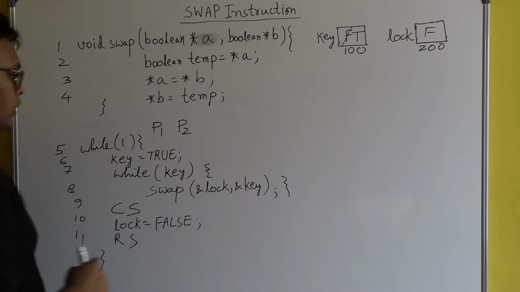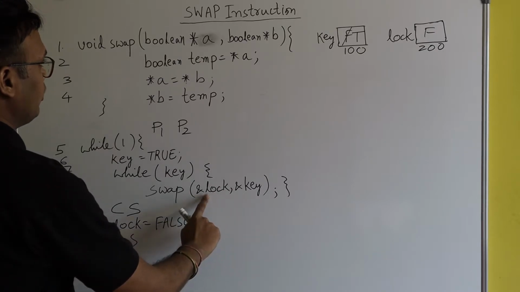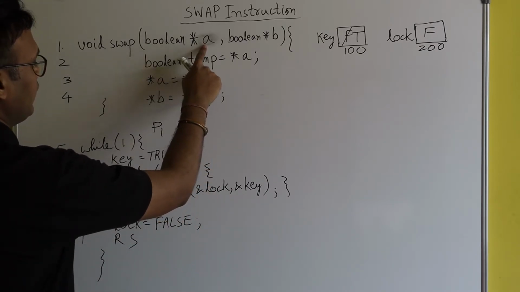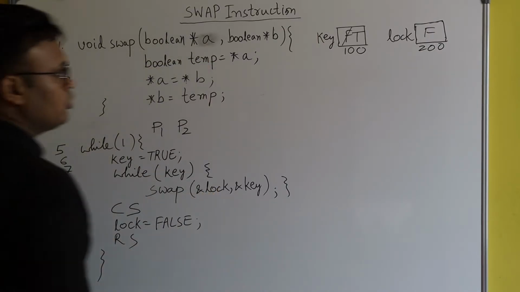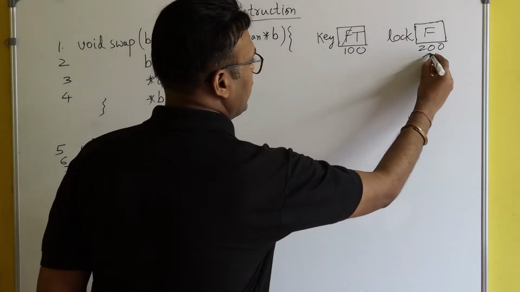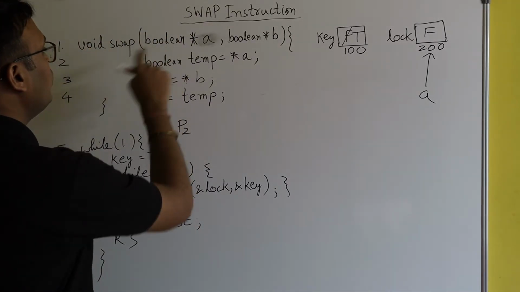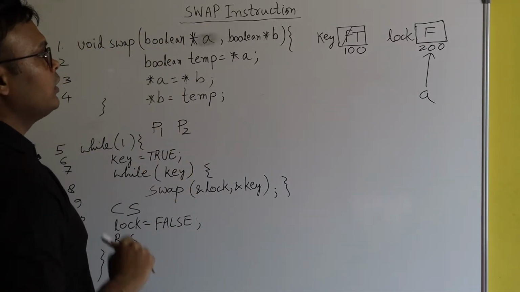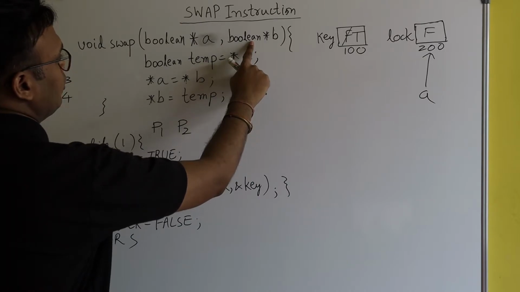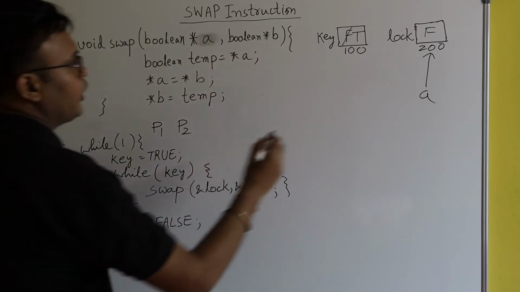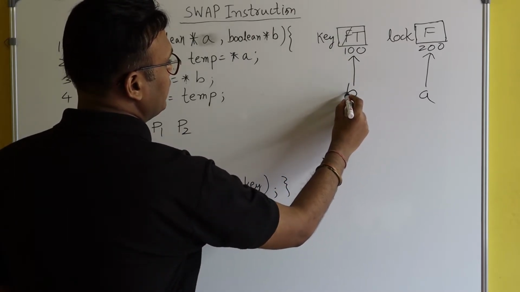So let's see how. You see swap(&lock, &key). Here the pointer A will point to the address of the lock variable, and here it's written boolean. Why boolean? Because the variable is holding a true or false value, that's why. And &key, and here I have written boolean *b. So pointer B will point to the address of the variable key.